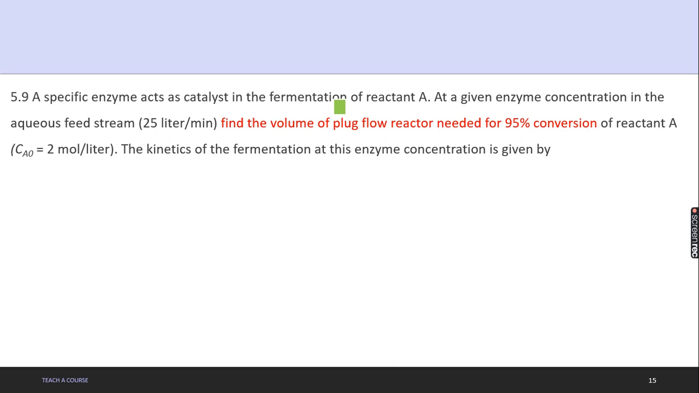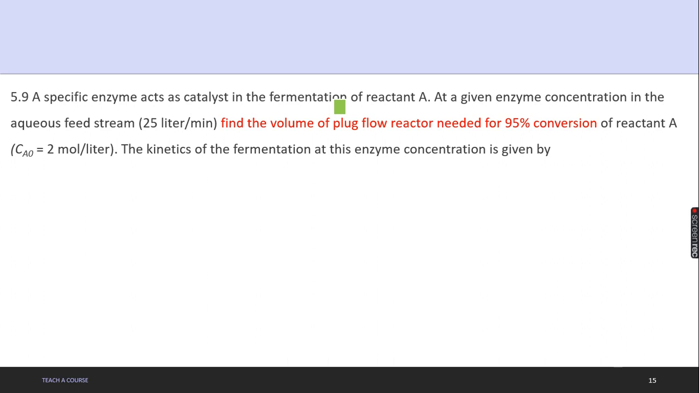In the next classes we will be solving a few more problems in different dimensions of complexity from the different reactor systems. Let's see this case. This is a specific case where we are talking about a plug flow reactor, and one specific enzyme which acts as a catalyst in the fermentation of reactant A.